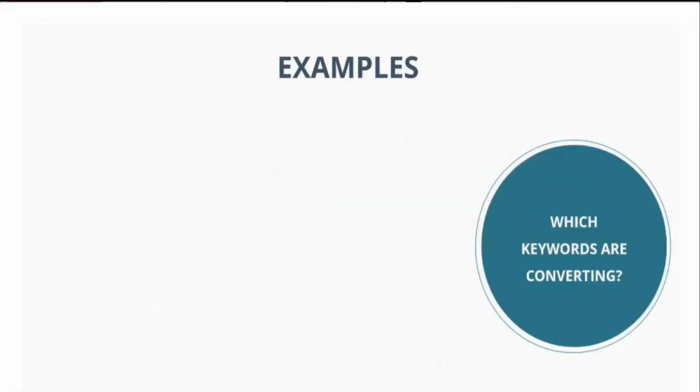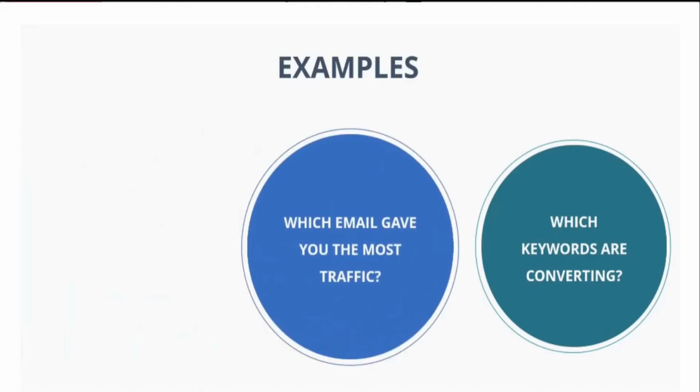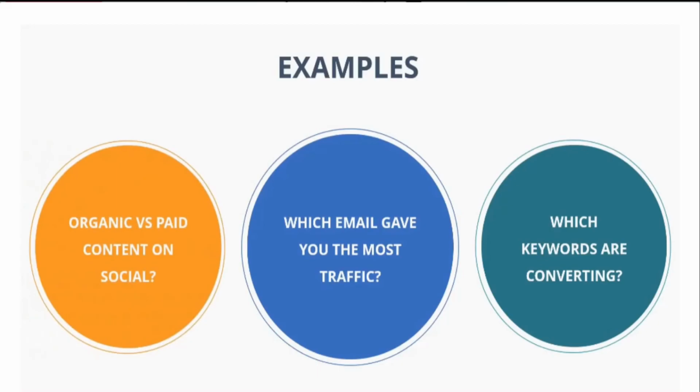So just to reiterate, this is what UTMs can answer for you in terms of tracking. It can tell you which keywords are converting if you haven't linked your Google Ads to analytics, or you're using a completely different search engine which can't link to analytics. It can tell you which email gave you the most traffic from which campaign. If you add that UTM, then it gives analytics that additional info. And then, was it organic or paid content on social that produced the best results in terms of bottom line, revenue, profit, etc.?